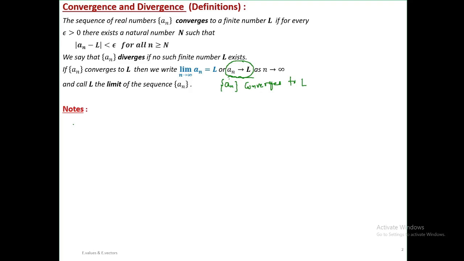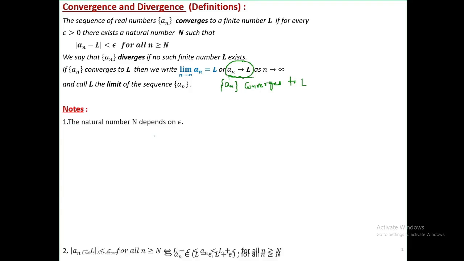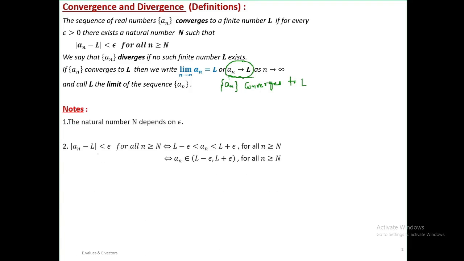Now let us look at some observations on this definition. The natural number N depends on epsilon. Just now we discussed it. And second one, this I told you in the last class, modulus of an minus L less than epsilon means an lies in the interval L minus epsilon to L plus epsilon for all n more than or equal to N. The limit of a convergent sequence is unique. Here the limit value is L, and this value should be unique if it exists. So more than one does not exist.